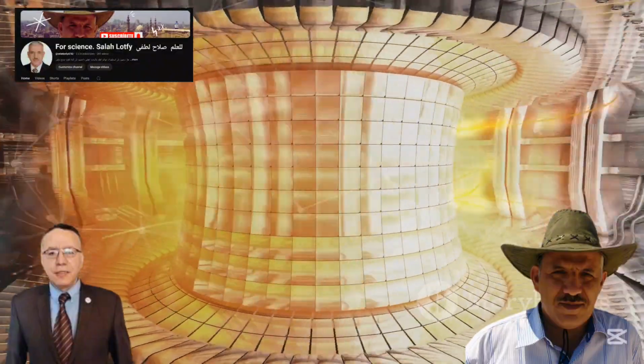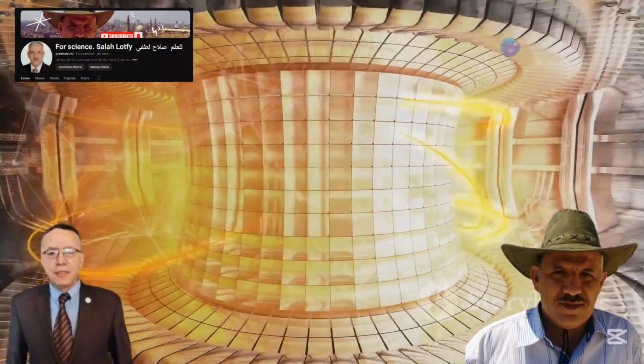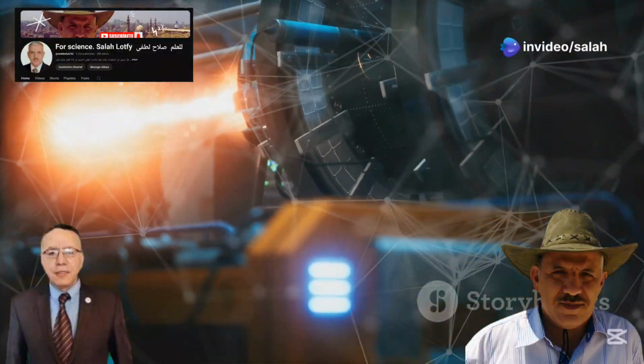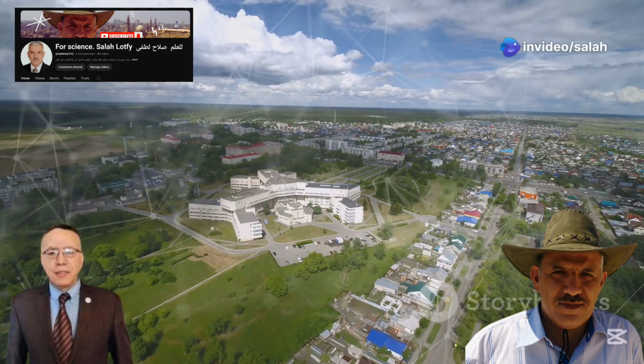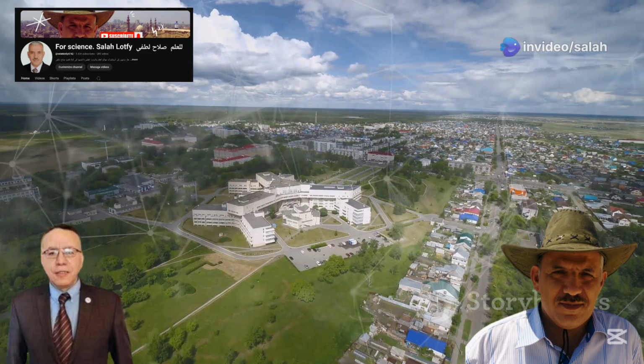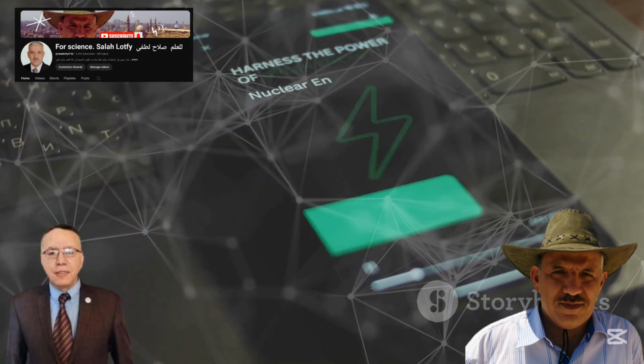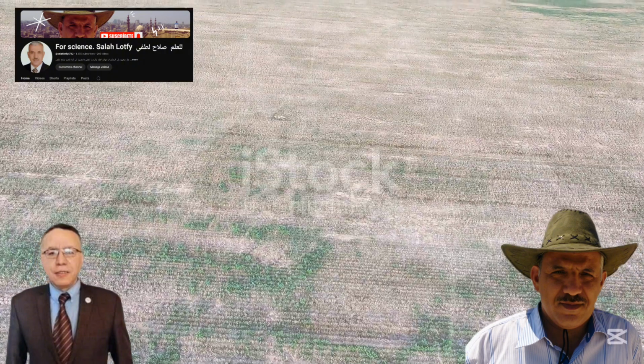Fusion power, a technology that aims to harness the energy of fusing atoms, holding the potential for near-limitless clean energy. These advancements will shape the future of nuclear energy. They hold the key to a cleaner and more sustainable energy future.